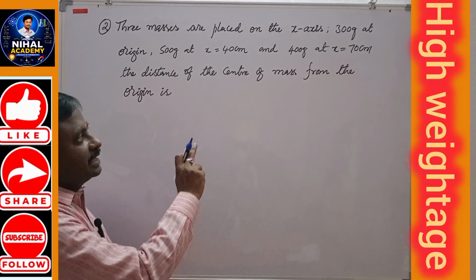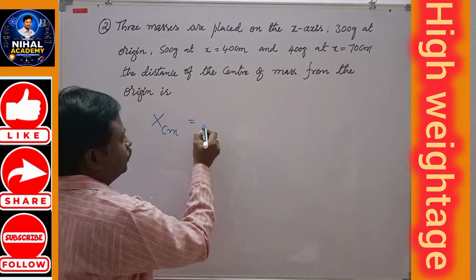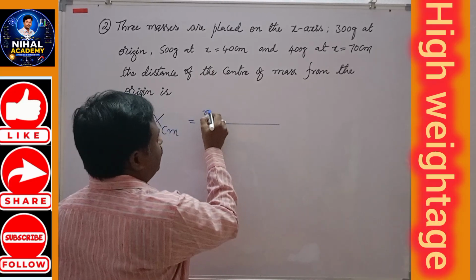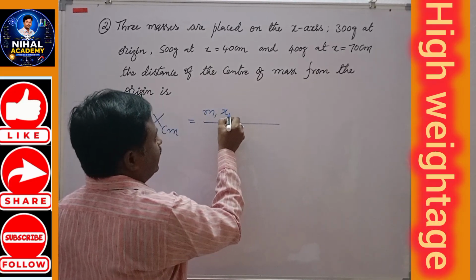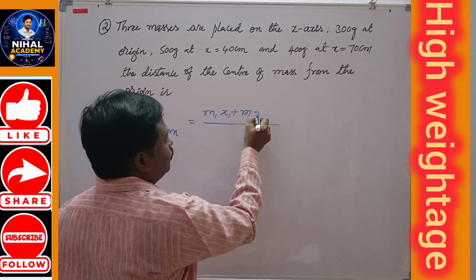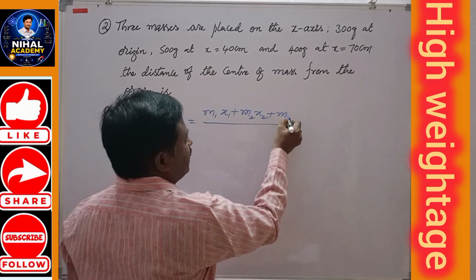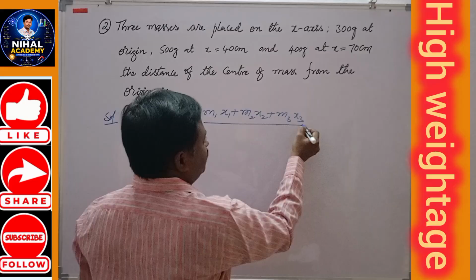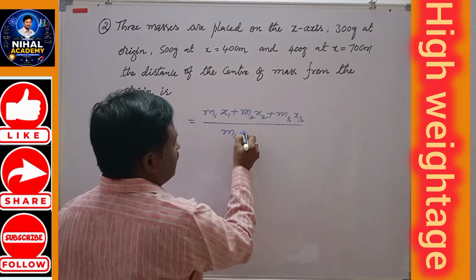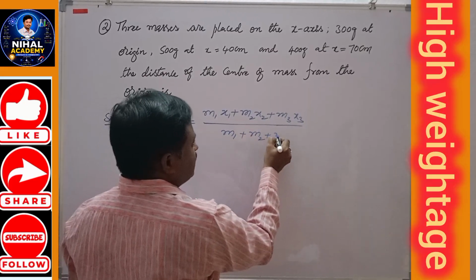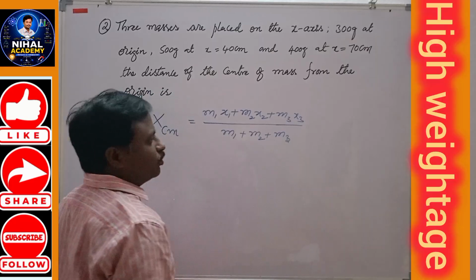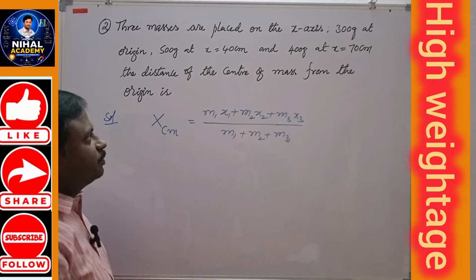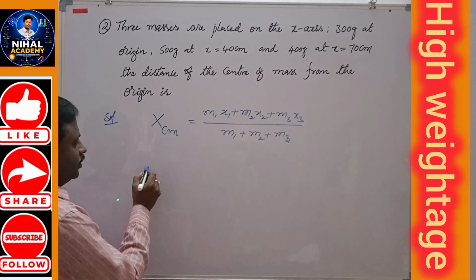Now it is asking us to calculate the center of mass. M is equal to m1 into x1 plus m2 into x2 plus m3 into x3, by the total mass m1 plus m2 plus m3. By using this formula we can calculate the center of mass of the given points.